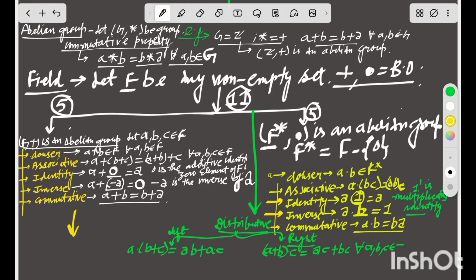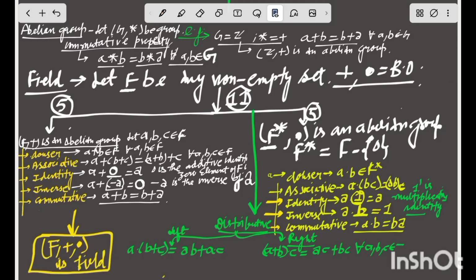and if a set satisfies all the 11 properties, we call that set a field, and we give the notation F, addition and multiplication is a field.